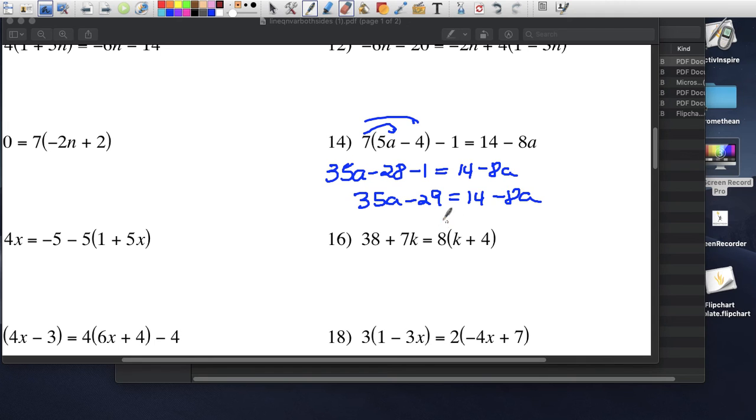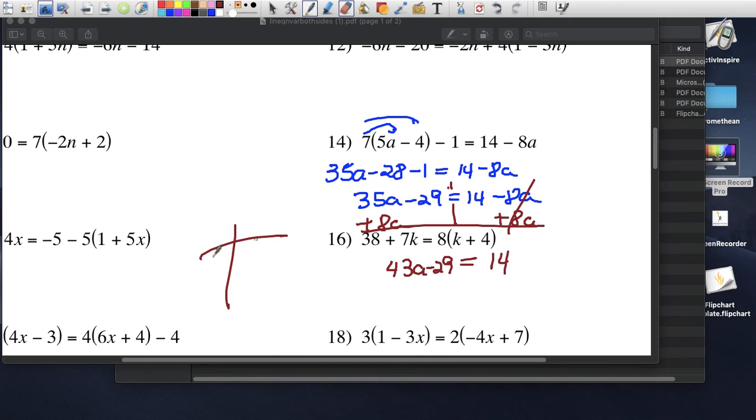I'm going to get rid of the 8a. So plus 8a, plus 8a. So this is going to go away, 14 comes down. 35a plus 8a is 43a minus 29.